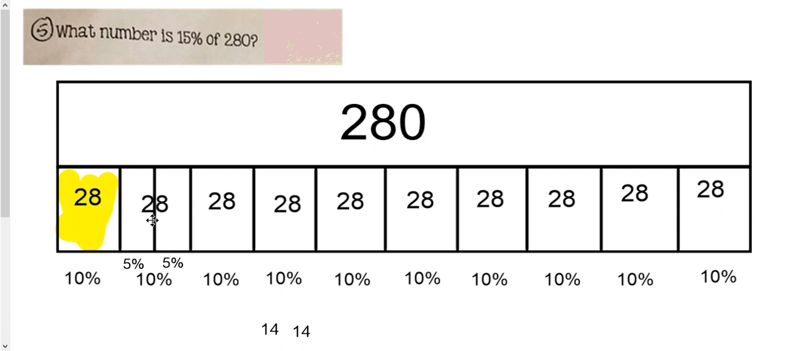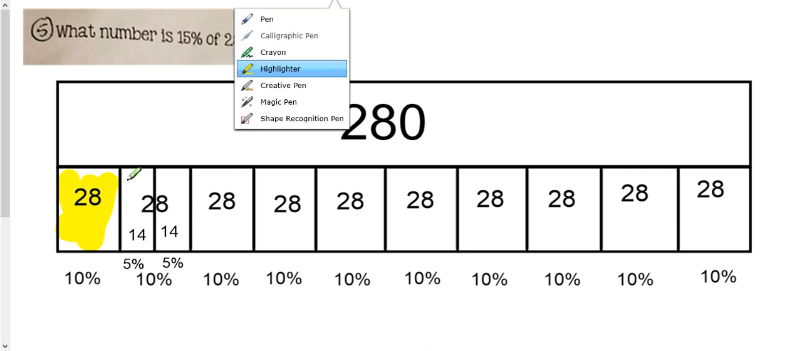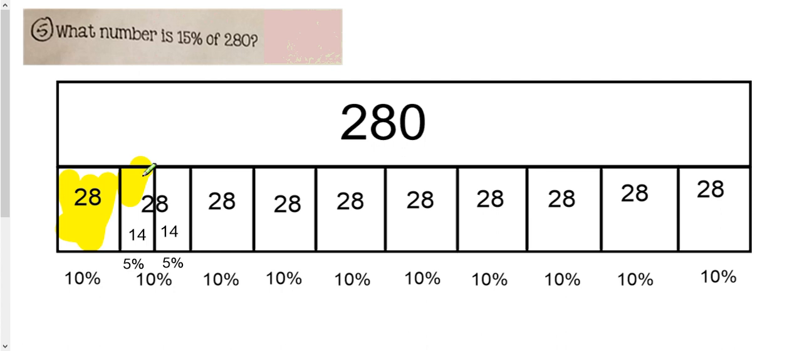So I have to divide the number into 2 also. What's 28 divided by 2? 14. So this piece is 14, and this piece is 14. So now we've got this highlighted for 10. We need 5% more. So we shade that in. Just one of these little pieces, one of these half pieces.